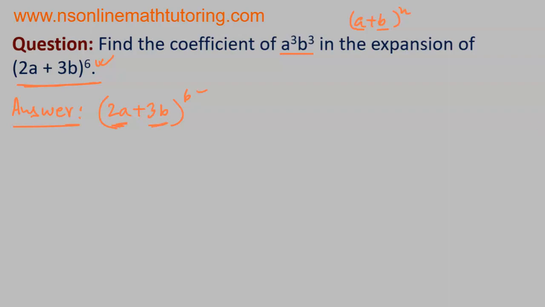Since the power is 6, we will be having 7 terms in all, and this is the first term. So its power should be, the first term's power will be starting with 6 and decreasing by 1, and the second term's power will be starting with 0 and increasing by 1. All these things we know, and the coefficients will be obtained from the Pascal's triangle. So let us first of all construct or draw the Pascal's triangle.